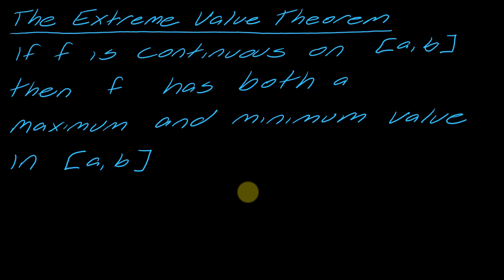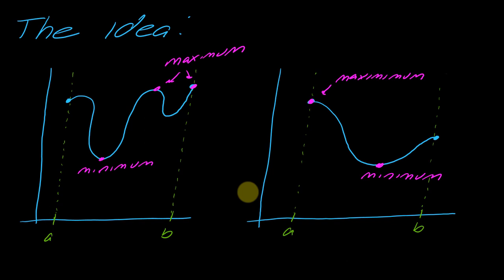The extreme value theorem says if f is continuous on a closed interval from a to b, then f has both a maximum and a minimum value in a to b. This is literally trying to get at what I was showing you in these first two examples. This idea that I just drew two totally random functions and picked out the maximum and minimum. This theorem says this will always happen and that we can always do this.